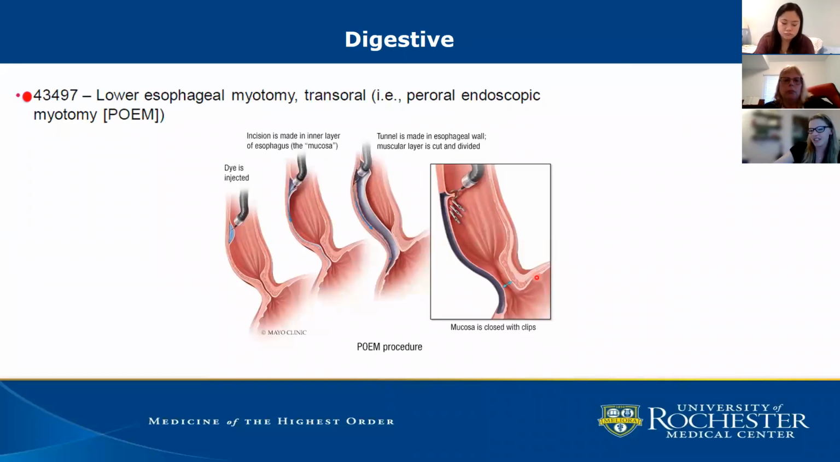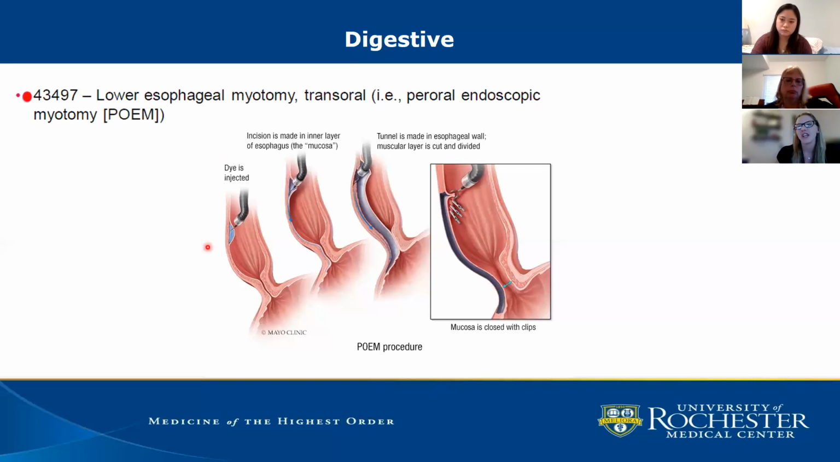The next digestive procedure is a new procedure. It's commonly referred to as a POEM. So you might see it listed that way in documentation, but it's a peroral endoscopic myotomy. And so what this procedure does is it actually allows some opening in here. And so it's helpful for patients who have difficulty with swallowing.